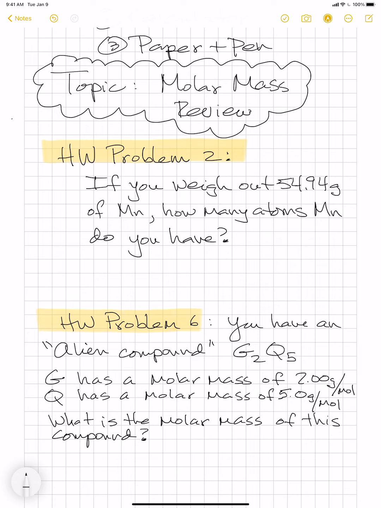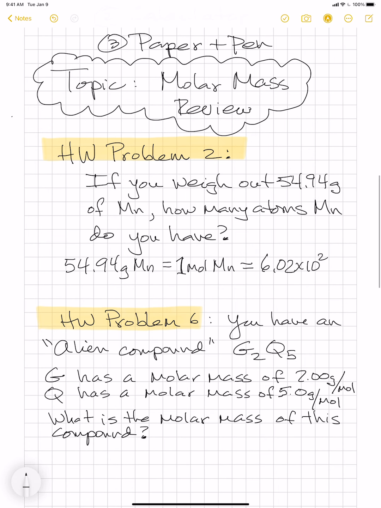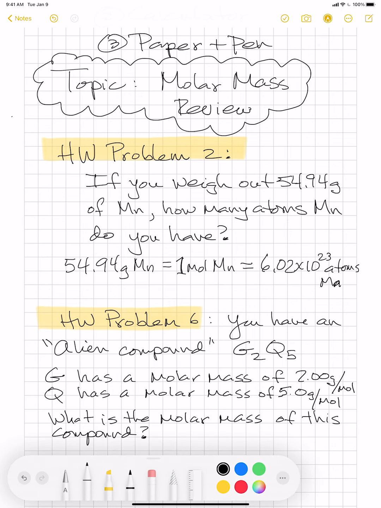So 54.94, it's the same number. So let's put it onto the tablet here. If you had 54.94 grams of manganese, that's equal to 1 mole of manganese, right? Because that's its molar mass. And 1 mole of manganese is equal to 6.02 times 10 to the 23rd atoms of manganese. Not magnesium, manganese. And so there's your answer.